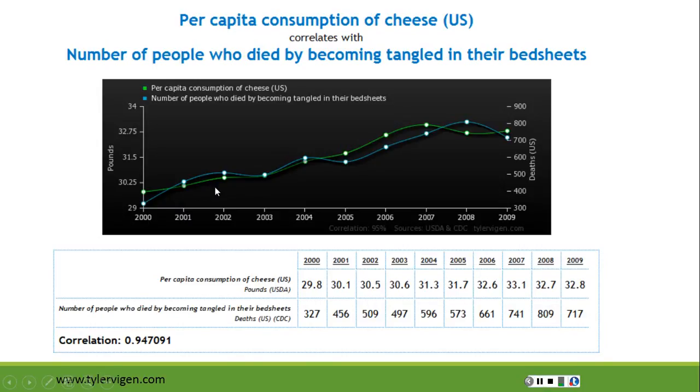Here you can see that there was an increase over time from the years 2000 to 2009 in both the number of pounds of cheese consumed by each American on average, which ranged from 29.8 pounds per year up to 32.8 in 2009, and the number of people who died by becoming tangled in their bed sheets, which increased from 327 in the year 2000 to 717 in the year 2009. And the correlation was a 0.94. It's a very high correlation between these two.